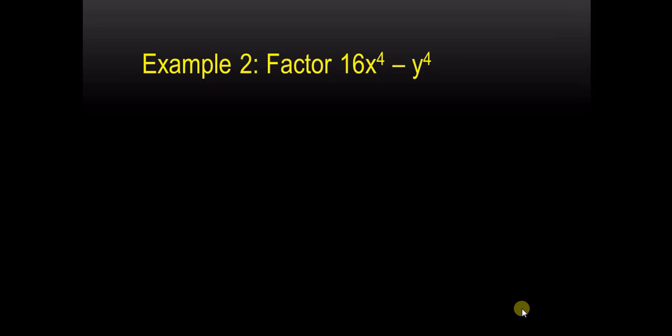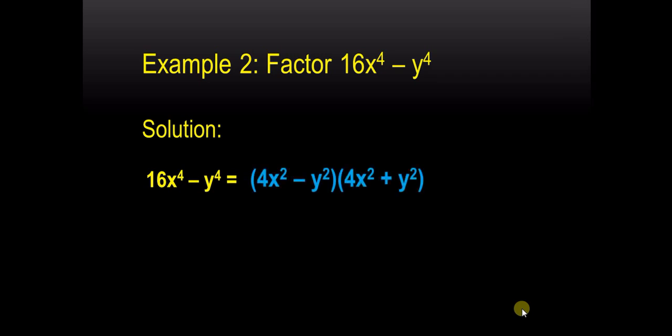Factor 16x to the 4th minus y to the 4th. The same process. For 16x to the 4th, we're going to get the square root of that. The square root of 16 is 4, and the square root of x to the 4th is x squared. Then the square root of y to the 4th is y squared. We copy them and put two different operators, that is plus and minus, or minus and plus.